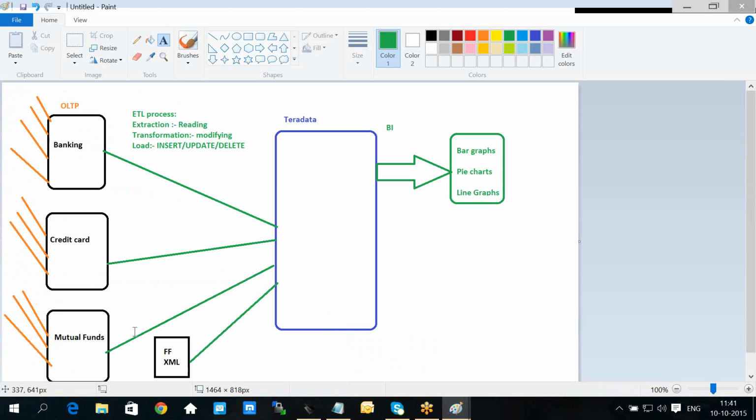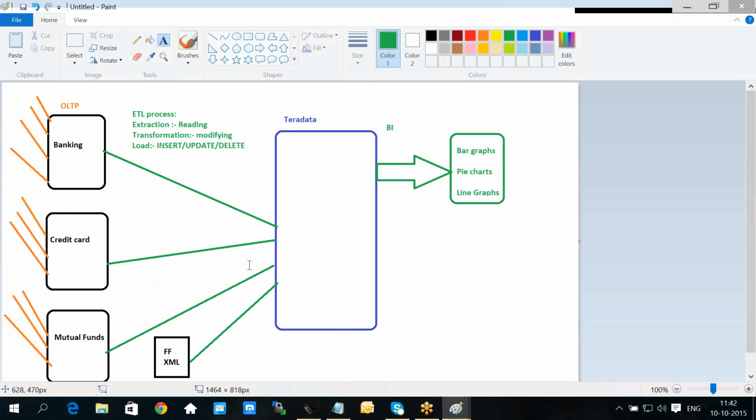Suppose the CEO of Citibank wants to understand the total revenue from each line of business. What should they do? First, they should identify the banking revenue, then understand the credit card revenue and the mutual funds revenue. Basically, they have to combine the revenue from all the transactional systems and then represent it in a report.